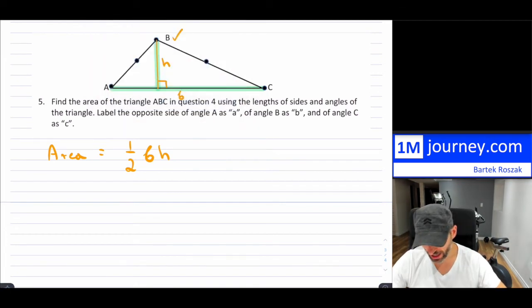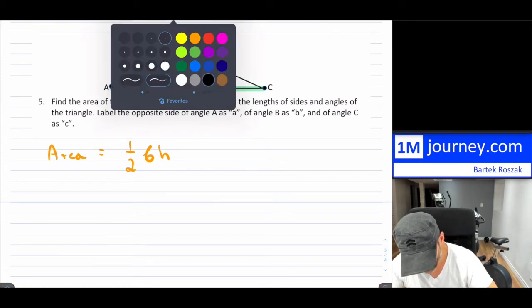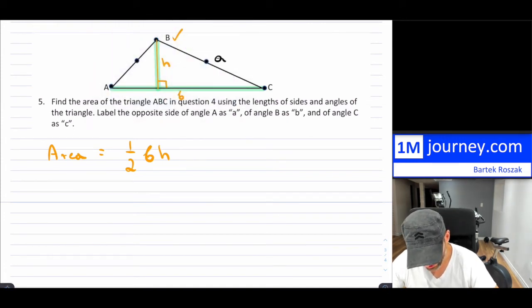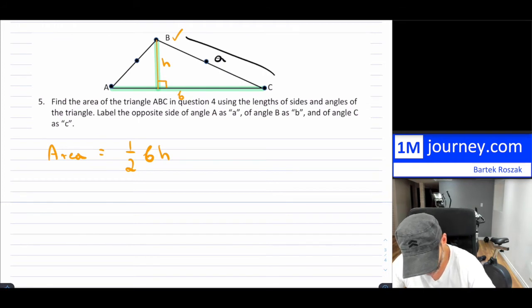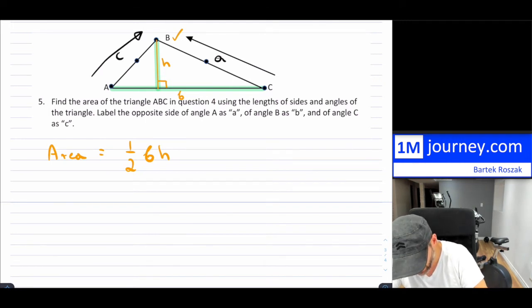But what I do have is, okay, so that means this is, so sorry about that. So this is A. So that's the length of this side. So that's the length of this side right here. This length right here is C. So that's the length of that side right there. All right, so that's C.